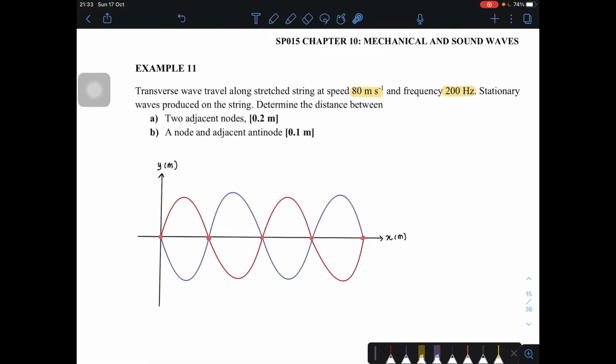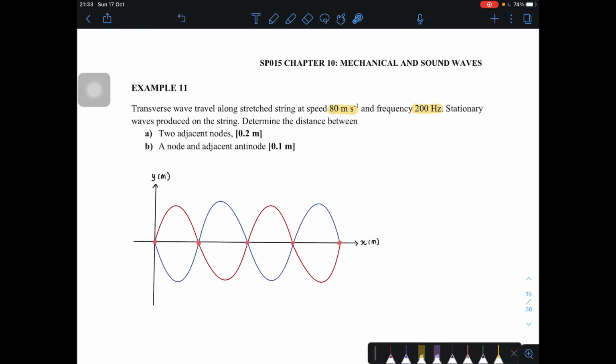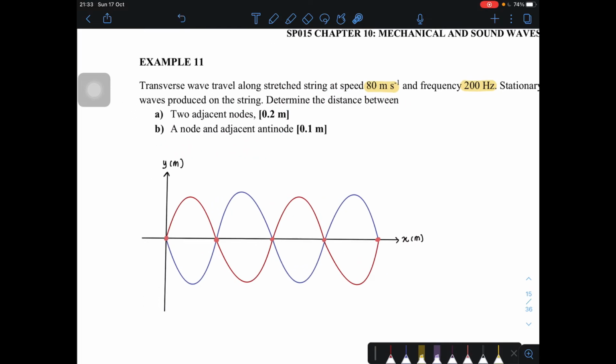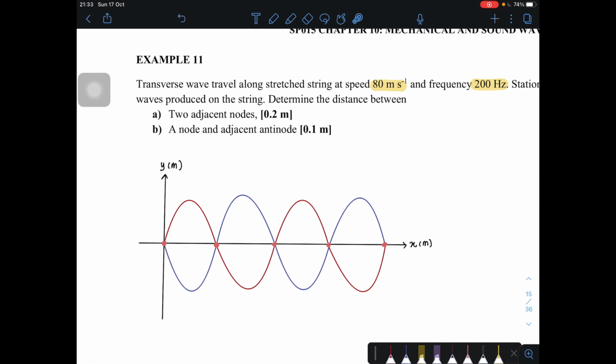So, they are identical, meaning that they have the same speed, the same frequency, the same amplitude, the same angular frequency. The only difference is they both travel in different directions. So, one is to the right, one is to the left. So, now what we want is to determine the distance between two adjacent nodes, and a node and an adjacent antinode. Okay, so now we need to identify what is a node, what is an antinode.